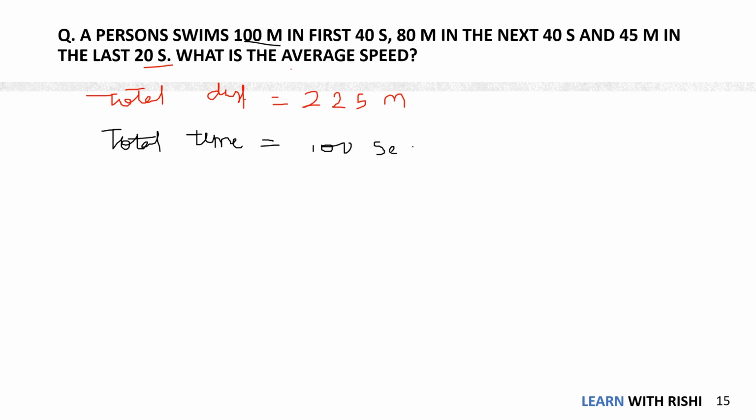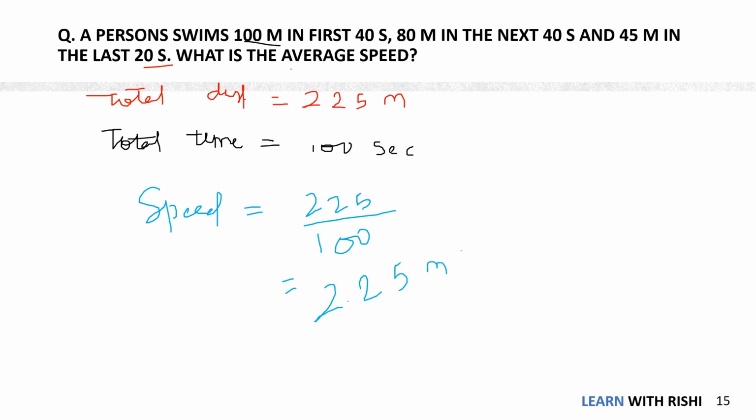Now we are ready with the data, total distance and total time, and now we can solve for average speed. Average speed is equal to total distance, that is 225, divided by total time, that is 100. So we'll shift 2 digits towards the left, so 2.25. Distance is given in meter, time is given in seconds, so our answer becomes 2.25 meter per second is the average speed.